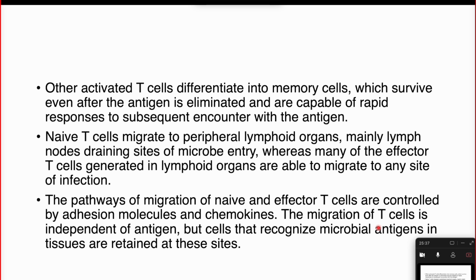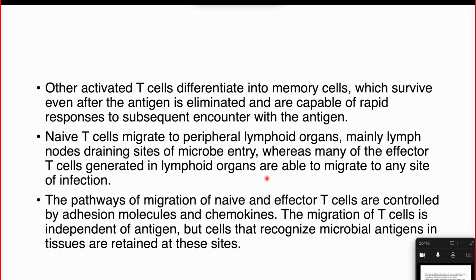Naive T cells migrate to peripheral lymphoid organs, mainly lymph nodes draining sites of microbe entry, whereas many of the effector T cells generated in lymphoid organs are able to migrate to any site of infection. This is important. What it means is that naive T cells, the ones which have not yet seen the antigen and are selected, will directly go to the lymphoid organs, mainly lymph nodes draining sites of microbe entry, whereas many of the effector T cells generated in the lymphoid organs are capable of migrating to any site of infection.